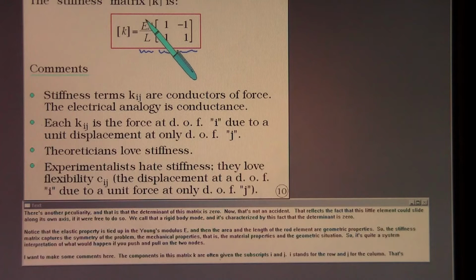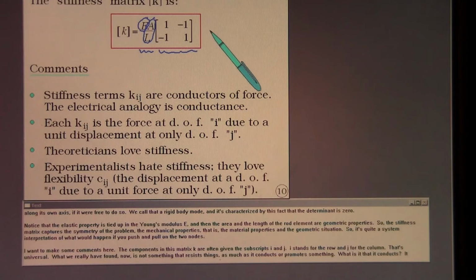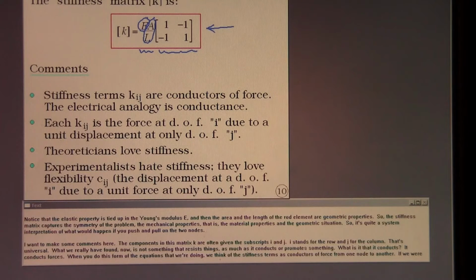Notice that the elastic property is tied up in the Young's modulus E, and then the area and the length of the rod element are geometric properties. So the stiffness matrix captures the symmetry of the problem, the mechanical properties, that is the material properties, and the geometric situation. So it's quite a system interpretation of what would happen if you push and pull on the two nodes.